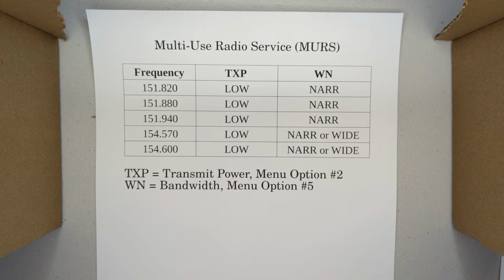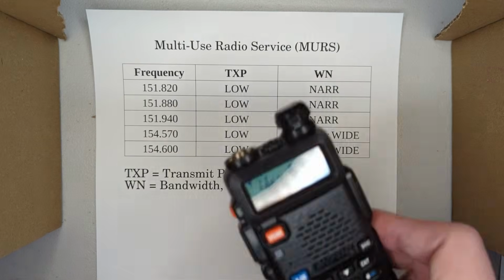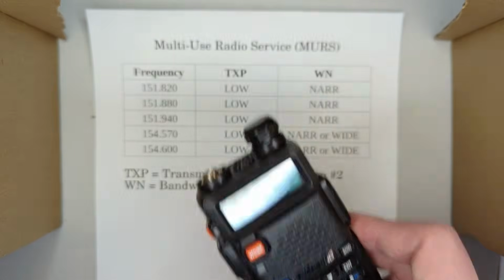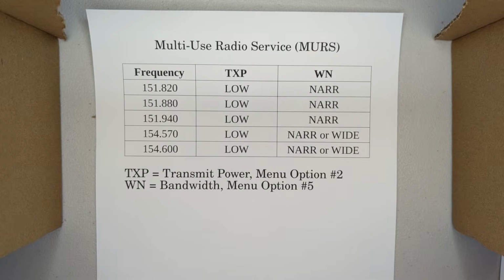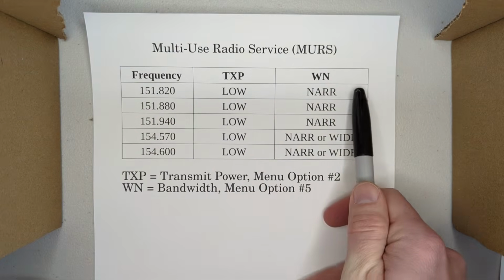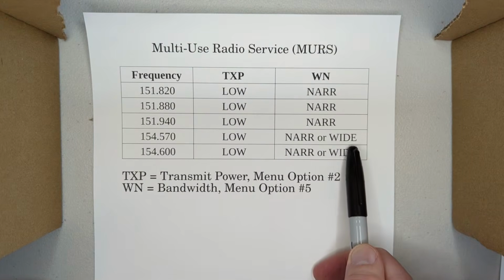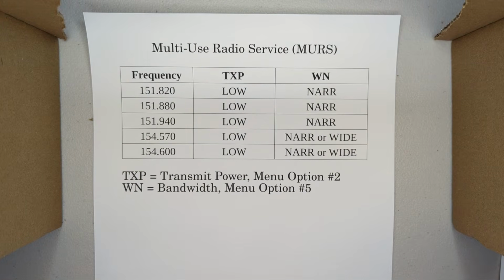The next set of frequencies I want to talk about is multi-use radio service, MURS. This is a lower frequency than FRS. Like FRS, it's license-free, although the equipment has to be type accepted, and this is not type accepted for FRS or MURS, which is why this is technically prohibited. But MURS is kind of unique in that it only has 5 channels, and the channels have different bandwidth limits. The first 3 channels require narrow bandwidth. The 4th and 5th channel can have narrow or wide bandwidth.